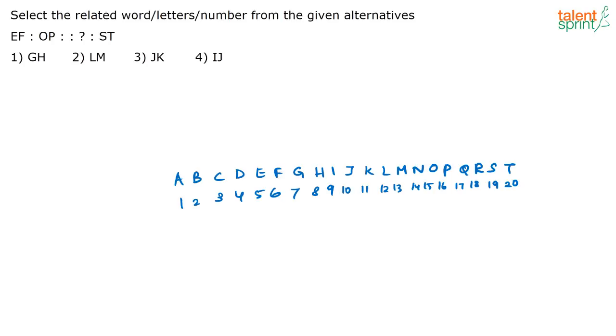Okay, a lot of you are again giving me the answer as option 4. Okay, let us check. See, if you look at the first letters, E, F, then you have OP. E and F are adjacent letters. Now, similarly, OP are adjacent letters in the English alphabet.